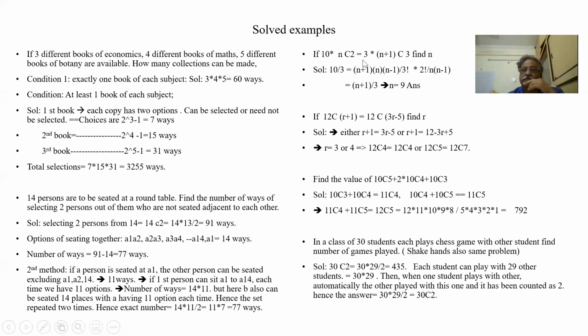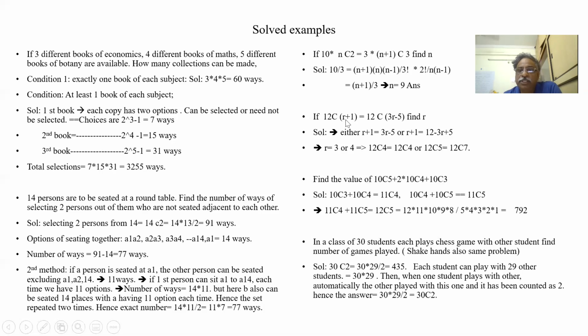Let us see. This is simple. 10 into nC2 is equal to 3 into (n+1)C3, find n. So simple calculation. 10 into 3, I brought it here, 10 by 3 equals (n+1)C3 by nC2. (n+1)C3 is nothing but (n+1) into n into (n-1) by 3 factorial, and nC2 is n into (n-1) by 2 factorial. When I am simplifying it, I am getting n is 9.